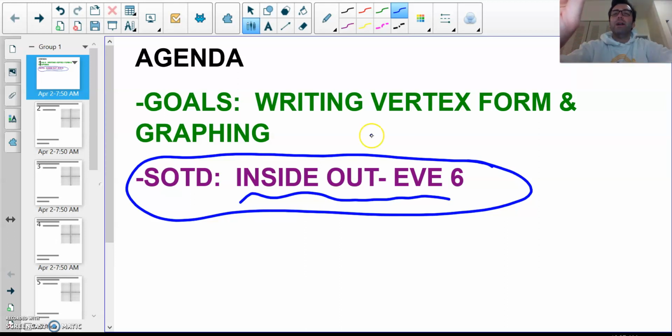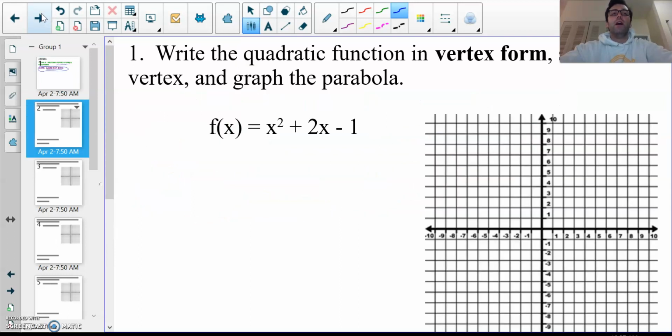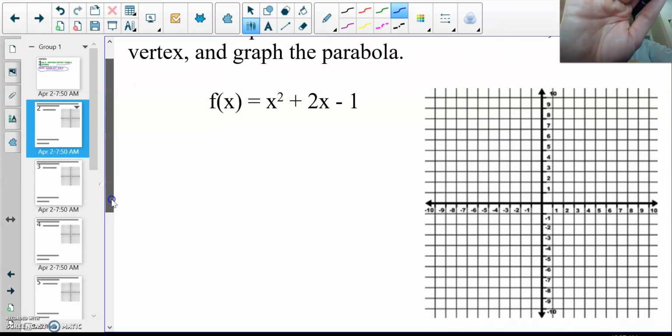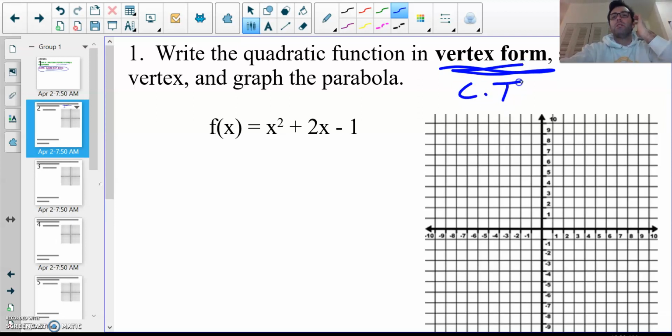Today we're focusing on writing in vertex form and then graphing from there, all right? Now, we kind of talked about this a little bit already. We're just going to do a little refresher. Writing a quadratic in vertex form, state the vertex, graph the parabola. We did this already a little bit, but I just want to revisit it because it can be tough for some people. First thing I want to do here, obviously, we know that to write in vertex form, we have to complete the square. All right, that's what we're doing here.